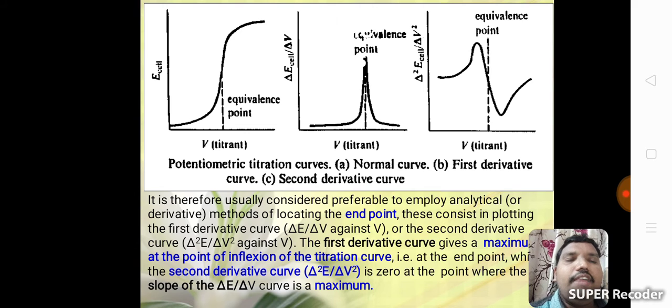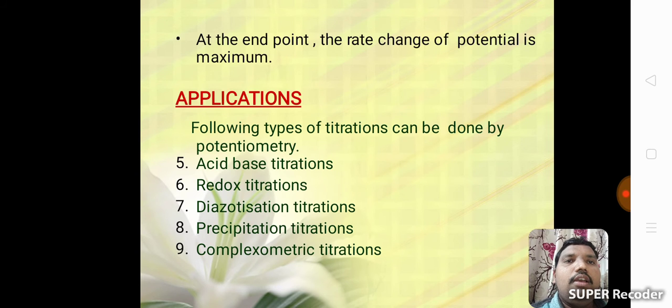These are the three different curves observed in potentiometric titration: the general normal curve, the first derivative curve, and the second derivative curve. The normal curve is EMF versus volume of titrant. The first derivative curve is delta E by delta V versus volume of titrant. The second derivative curve is delta square E by delta V square. These are the graphical representations. See, at the end point, the rate of change of potential is maximum.